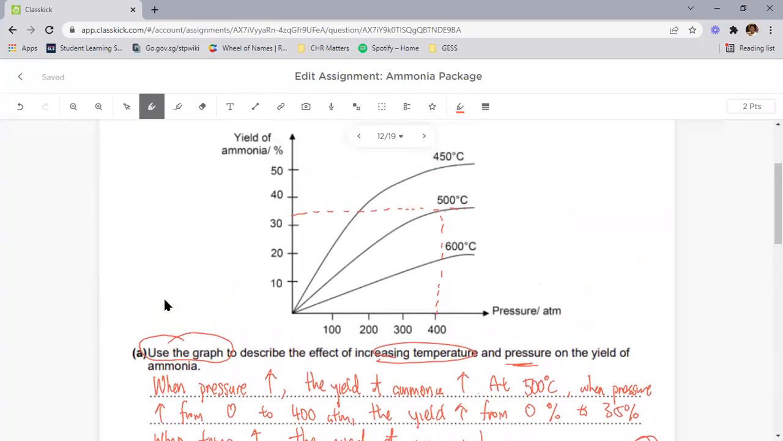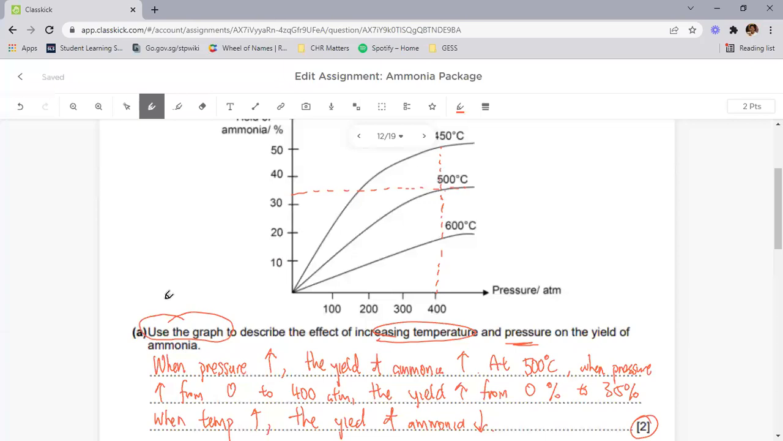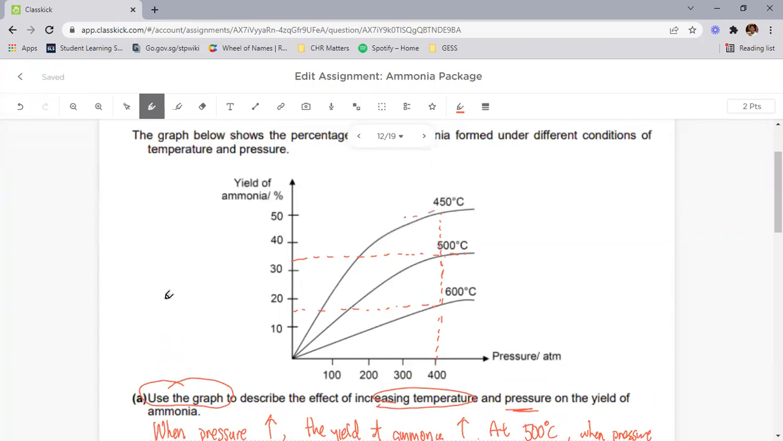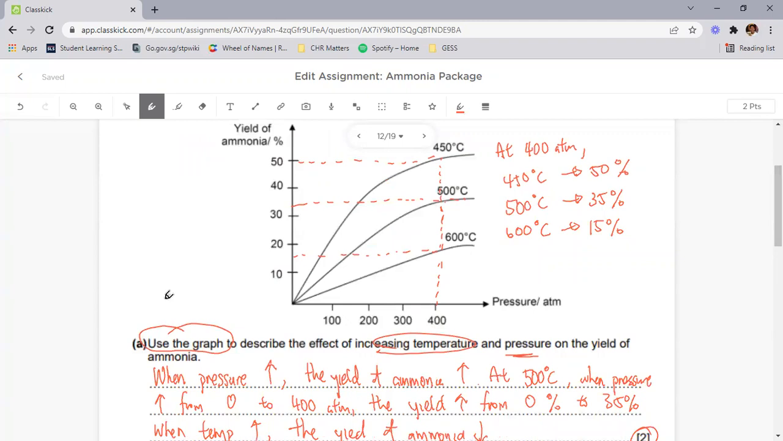So what we're going to do now, we're going to do the same thing. Let's use 400 atmospheric pressure. So I got 3 points of data over here. At 400 atm, I'm going to summarize the data: 450 degrees Celsius will actually give me about 50% yield. 500 degrees Celsius will give me about 35% yield. Then at 600 degrees Celsius, okay, I will get about 15% yield. Okay, so I need you to be able to read the data as such.